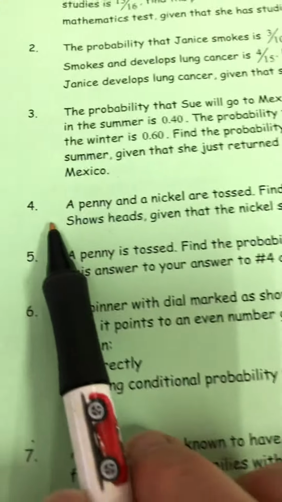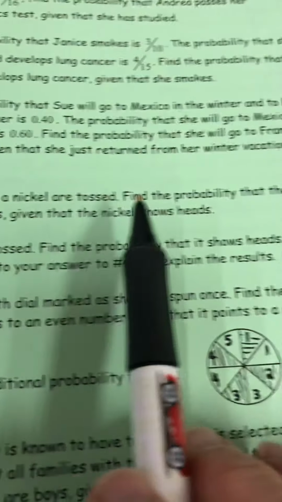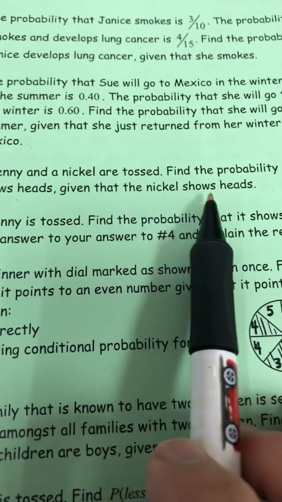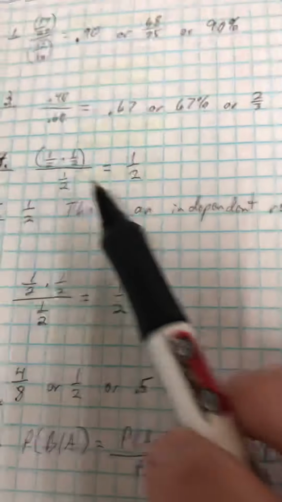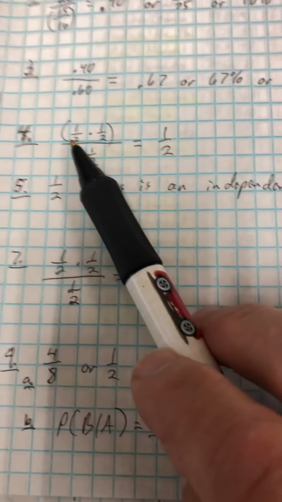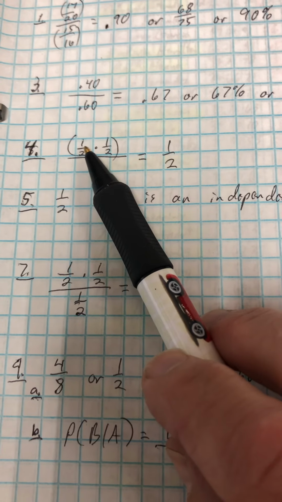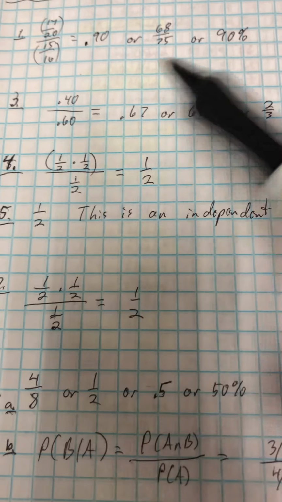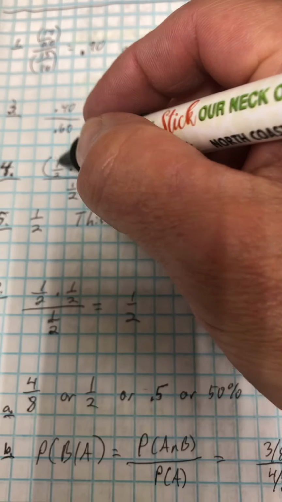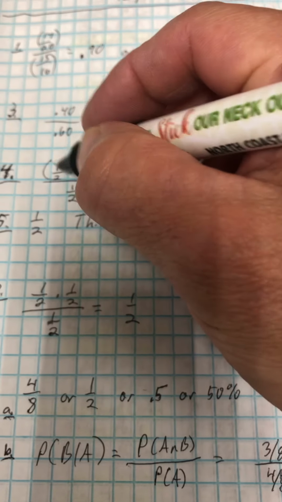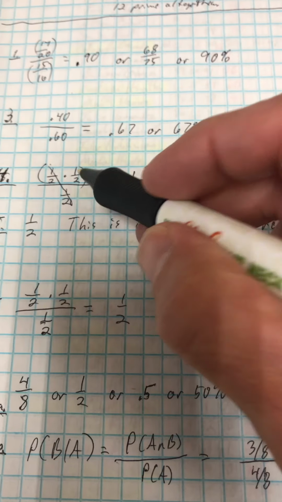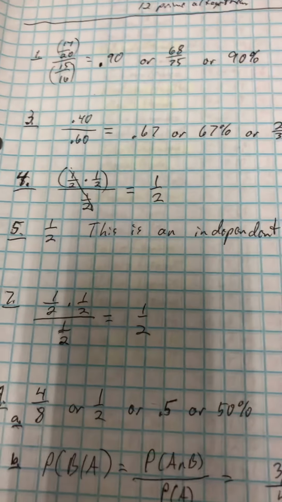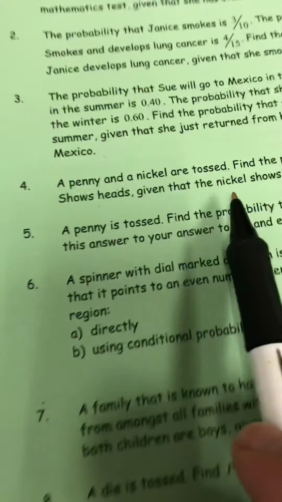For number four, a penny and a nickel are tossed. Find the probability that the penny shows heads, given that the nickel shows heads. So that would be half times a half divided by a half. When you take these two halves, they cancel out, and you get half over 1 or just a half. So that's a lot of math for just a half.